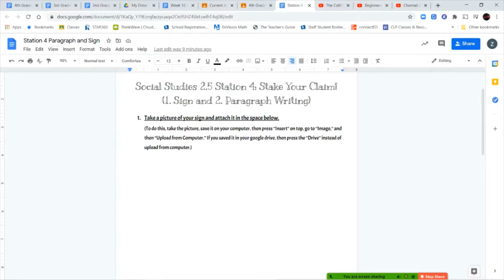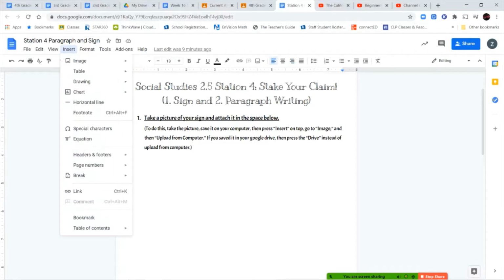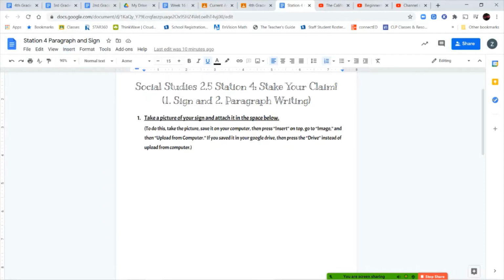So once you've taken your picture, you're going to go down into this area and press Insert, Image. If you save the picture on your computer, you're going to press Upload from your computer. If you saved it on your Google Drive, you can press Google Drive and it'll pull up your Google Drive for you to find it. So that's where you're going to do that. So number one is the sign.